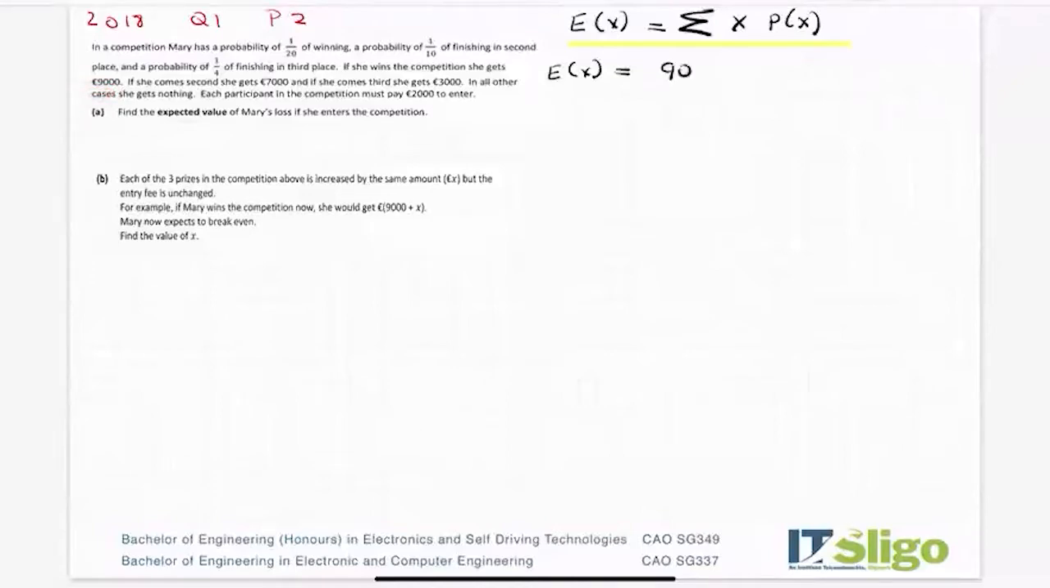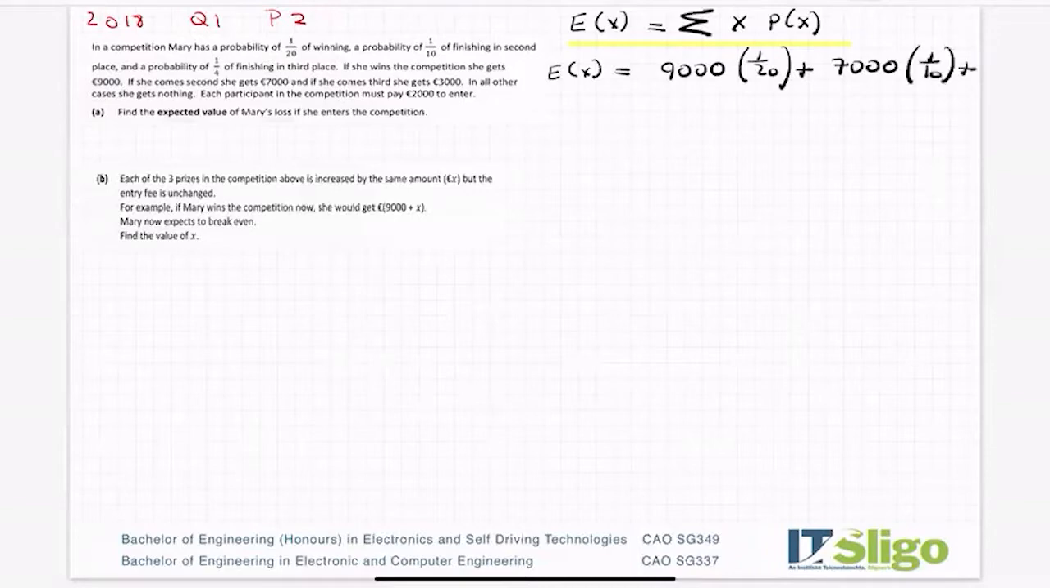Okay, so I have 9,000 euros by the probability of her winning that. So the probability of her winning is 1/20. Okay, sigma tells me to add. Okay, well, what else could she win? She could come second. So she could win 7,000, and the probability of her finishing in second place is 1/10. Or she could come third and she gets 3,000, and the probability of her coming third is 1/4. Okay, so this is the expected value that Mary could win in this competition.